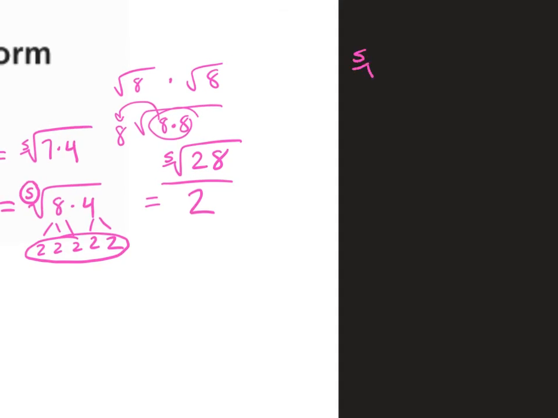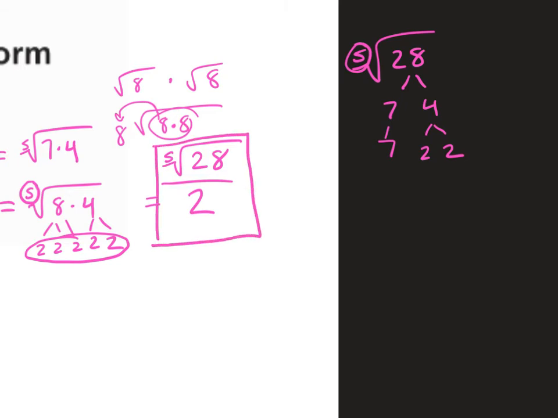So if we have the 5th root of 28, what are factors of 28? 7 and 4. 7 can't break down anymore. 4 breaks down into 2 and 2. Do we have groups of 5 that we can circle? Nope. So the 5th root of 28 is as simplified as we can go. So this is our final answer.